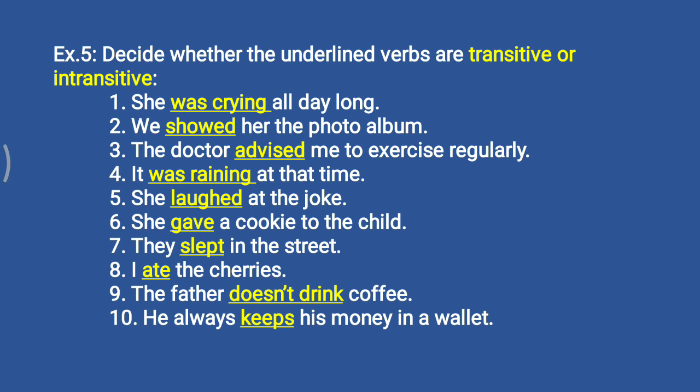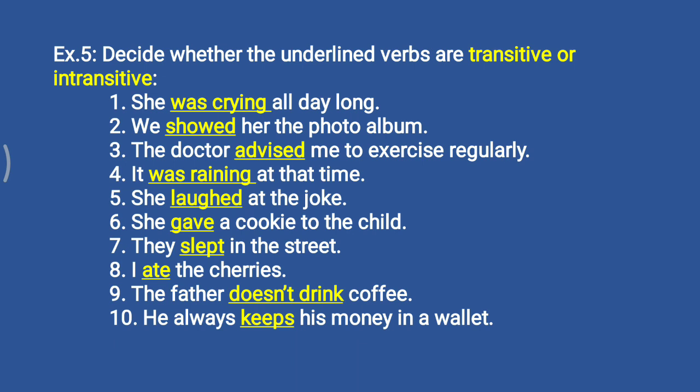The doctor advised me to exercise regularly. This is a transitive verb. It was raining at that time. It is an intransitive verb. She laughed at the joke. That is an intransitive verb. She gave a cookie to the child. Here, gave is a transitive verb. They slept in the street. Slept is an intransitive verb.